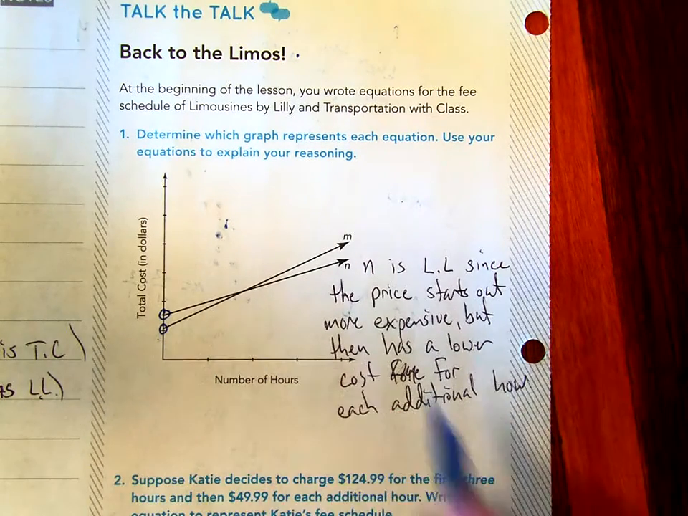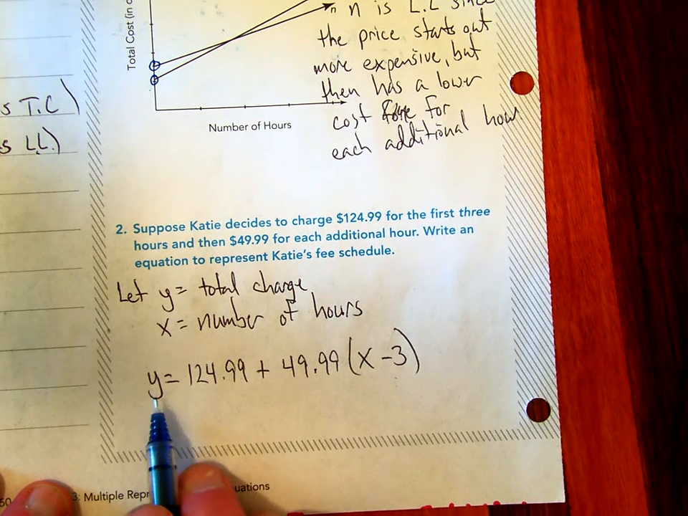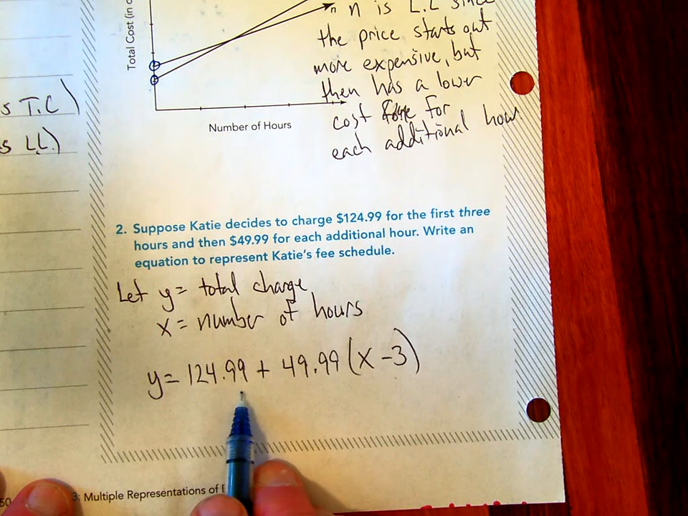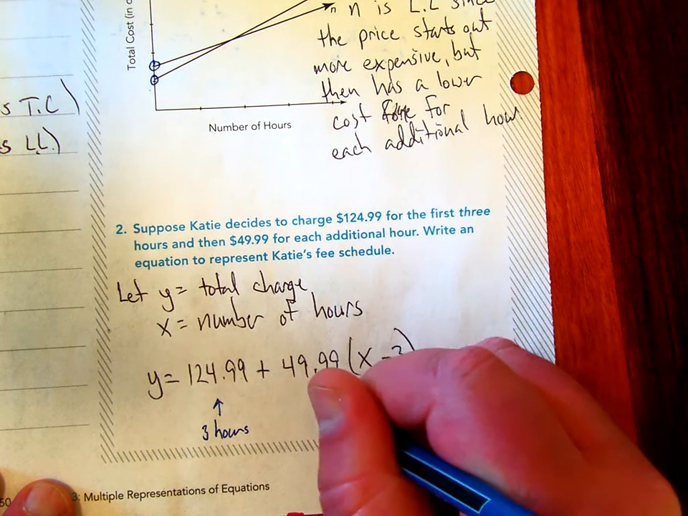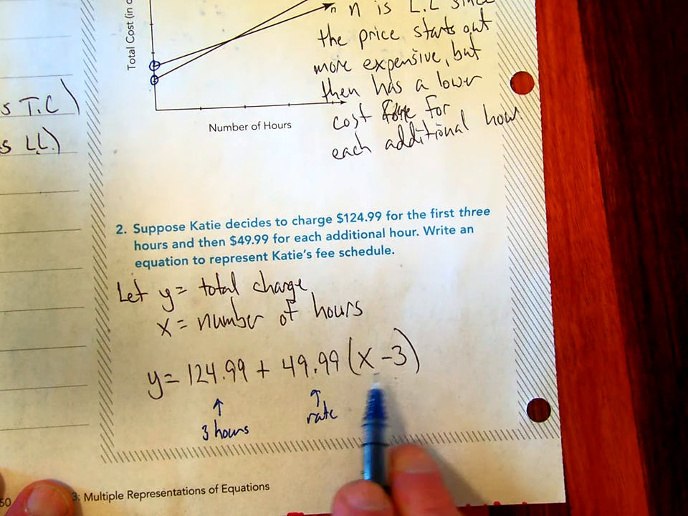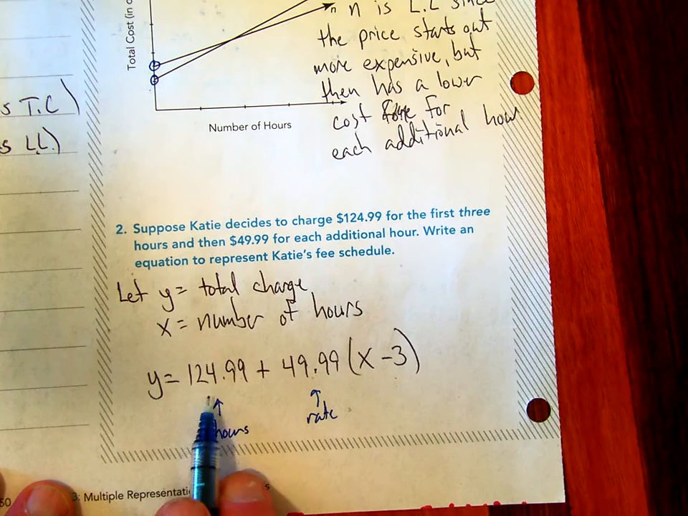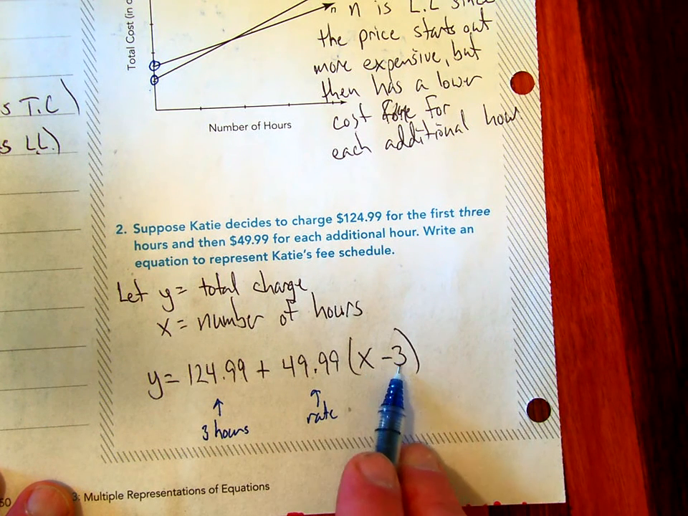So totally different rates. Suppose Katie decides to charge $124.99 for the first 3 hours, and then $49.99 for each additional hour. Write an equation to represent Katie's fee schedule. Well, her fee is $124.99, and again, this is for 3 hours. And then her rate per hour is $49.99, but it's after 3 hours, so I'm going to subtract a 3. So y equals $124.99 plus the rate $49.99 for each hour after the third hour, minus 3.